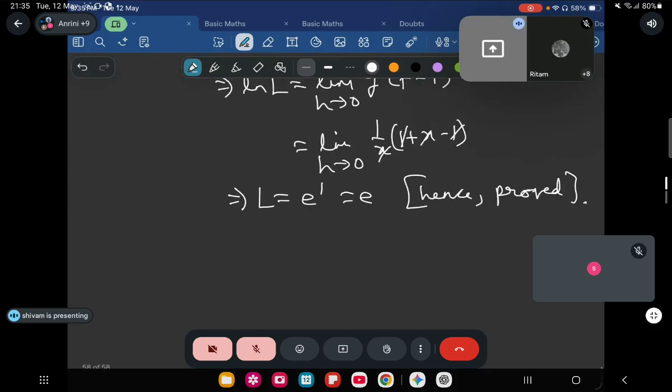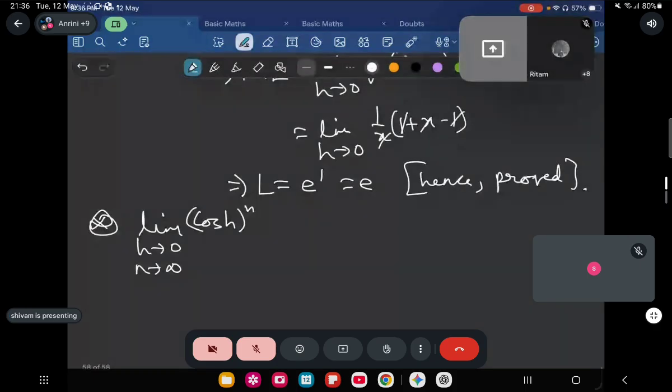Next, everyone, can someone tell me what is limit h tends to 0 and n tends to infinity, (cos h) whole to the power n? Raise your hand. What do you think? Think about it. h is tending to 0 and n is tending to infinity. Tell me, anyone. We are halfway through limits. I hope you people can answer this.